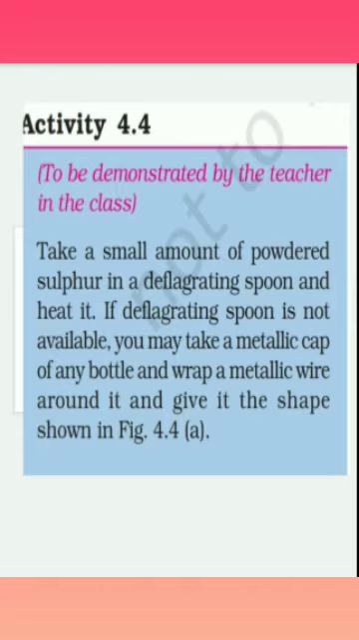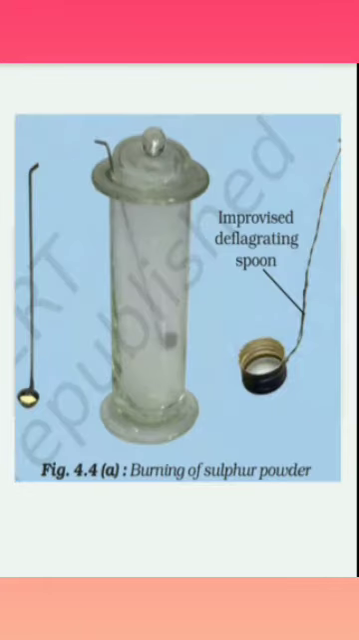First, we take a small amount of powdered sulfur in a deflagrating spoon and heat it. If a deflagrating spoon is not available, you may take a metallic cap of any bottle and wrap a metallic wire around it and give it the shape as shown in the figure. Look at this one. This is a deflagrating spoon. So here we use the metallic cap of the bottle.